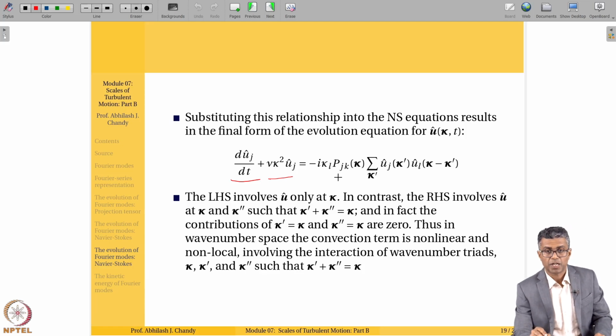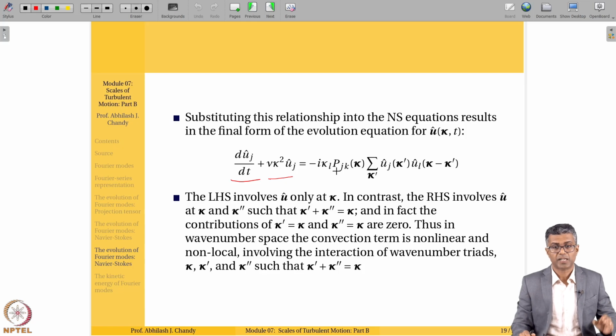So I have P_jk of kappa hat, and then this expression of u_j hat of kappa prime and u_l of kappa minus kappa prime. So L is here the dummy index. J is the free index here. Follow me? J is your free index, K and L are dummy indices. The reason why I switched to L is because the projection tensor had already a K index in there. So I switched to L.